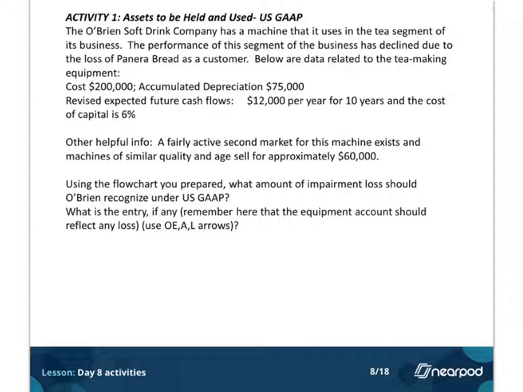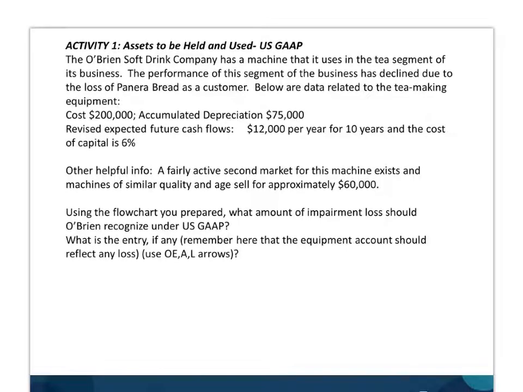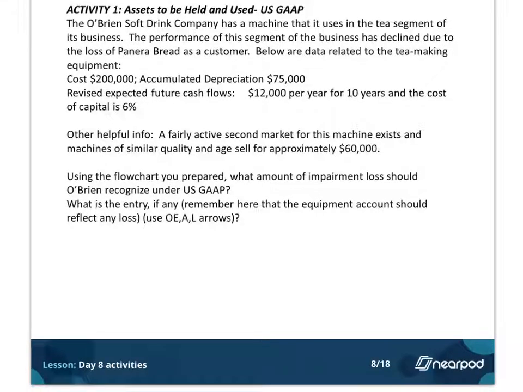All right, so now we have an example, though. We had the flow charts. Our first activity dealt with coming up with an impairment loss for USGAAP assets that are held and used, meaning here's an asset. We thought we were just going to keep using it, get the productivity out of it that we expected, and all of a sudden something's changed to make it clear that we're not. So the activity says to use the flow chart that we prepared.